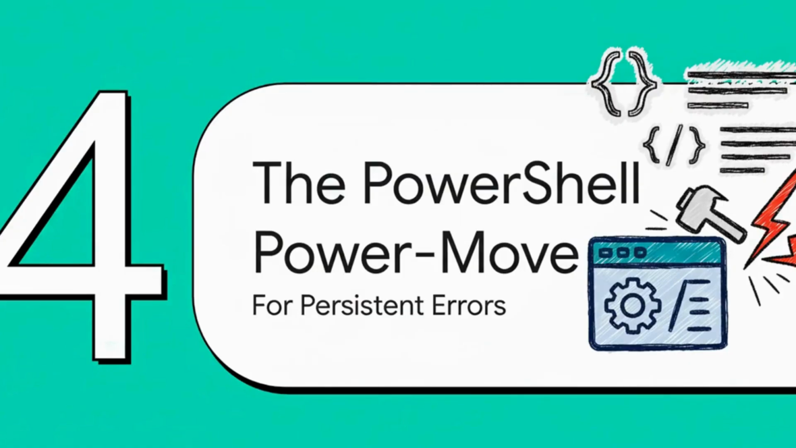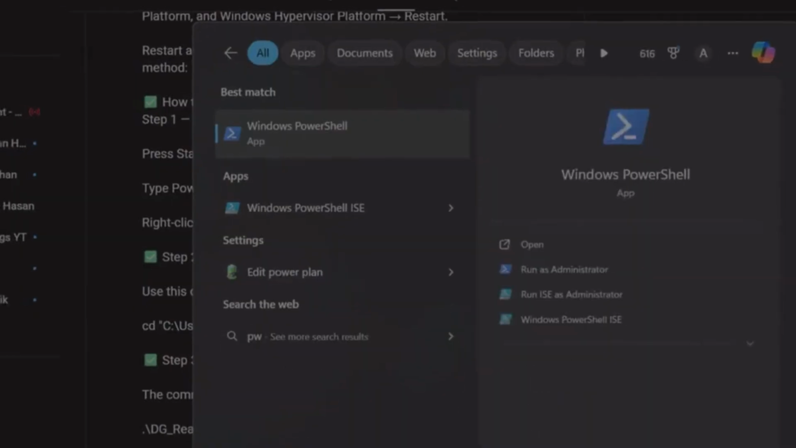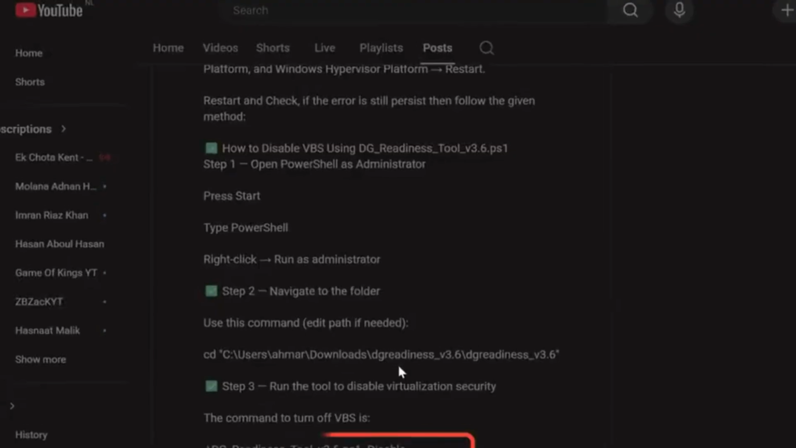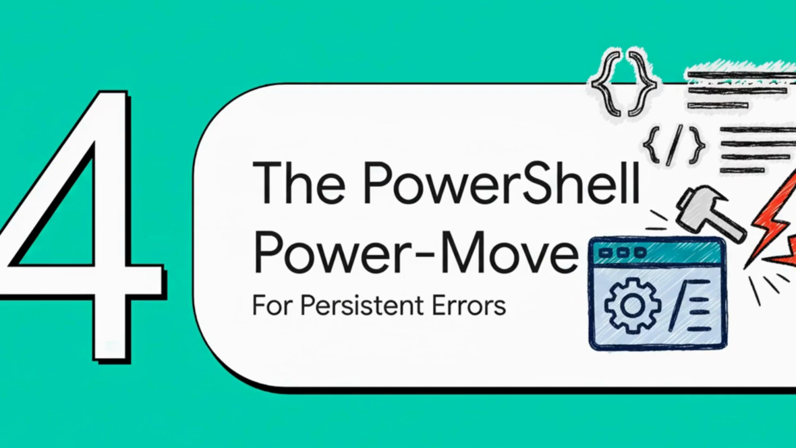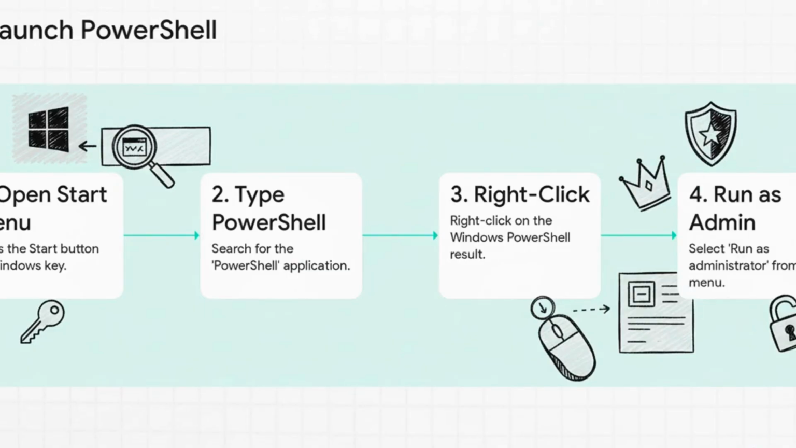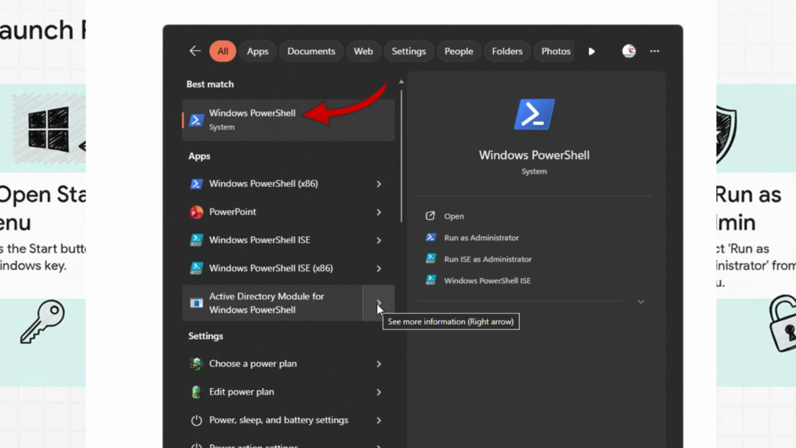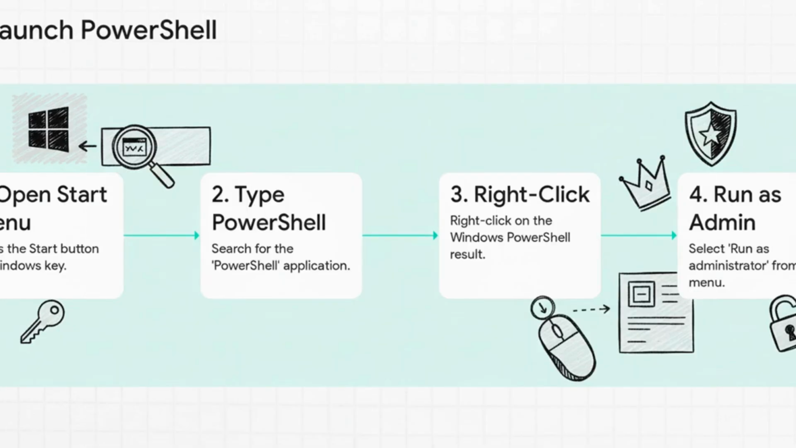Okay, deep breath. If you've done all of that and the error is still there, wow, that's a stubborn one. But it's time to bring out the big guns. We're going to use a tool called PowerShell. Now, I know it sounds super technical and maybe a little scary, but I promise you, I'll walk you right through it. It's easier than it looks. First things first, we have to open PowerShell in a special way. Go to your Start menu, type in PowerShell. When you see it, here's the key part. Don't just left-click it. You need to right-click on it and then choose Run as Administrator. This step is absolutely critical, so make sure you do it that way.